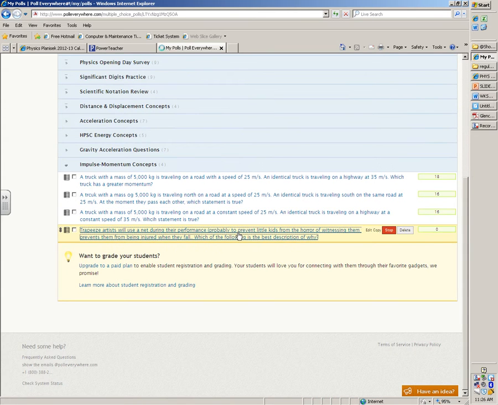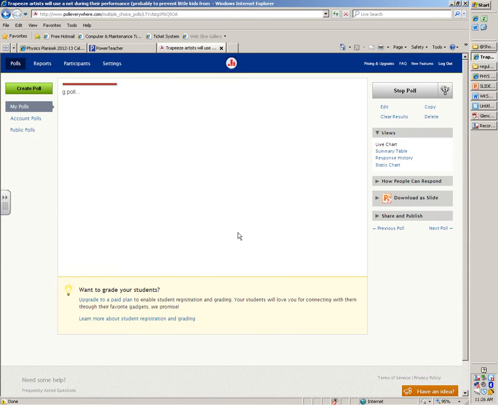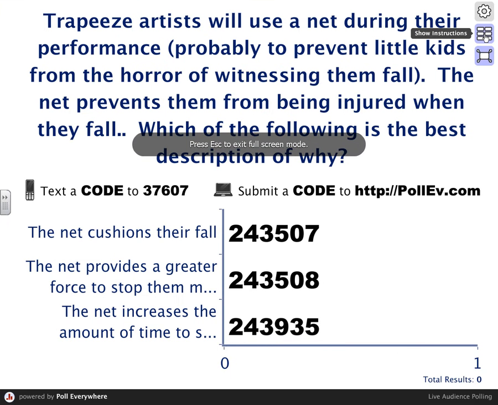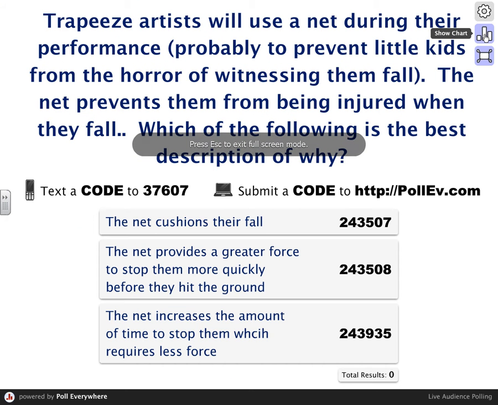Trapeze artists will use a net during their performance, probably to prevent little kids from the horror of witnessing them fall. The net prevents them from being injured when they fall. So, which of the following is the best description of why?